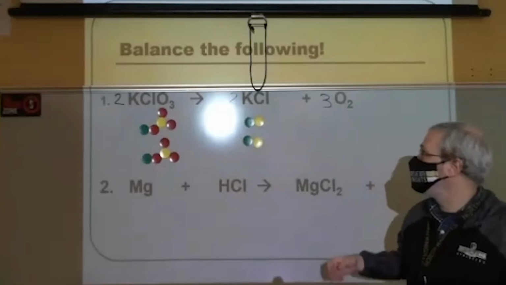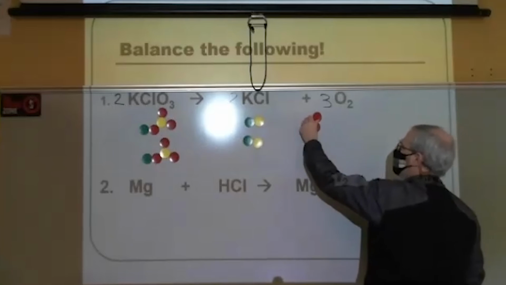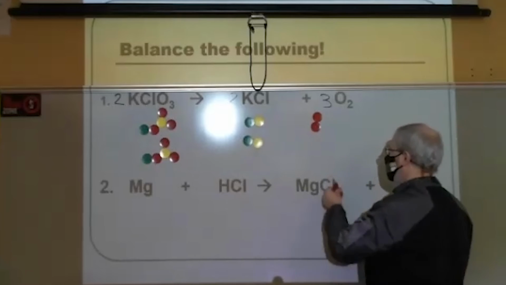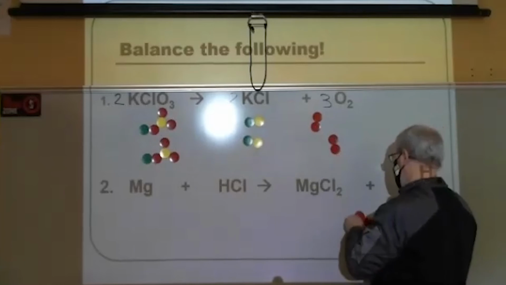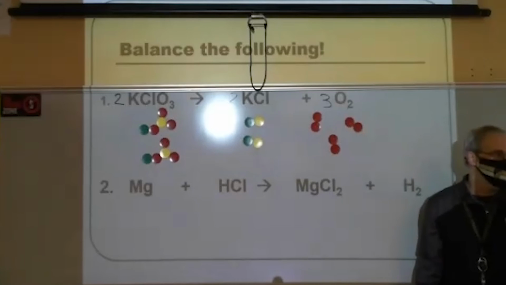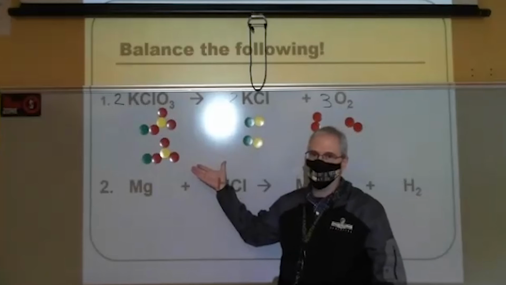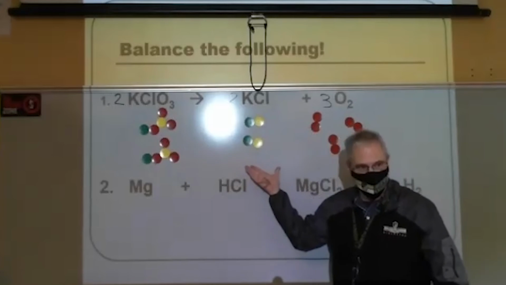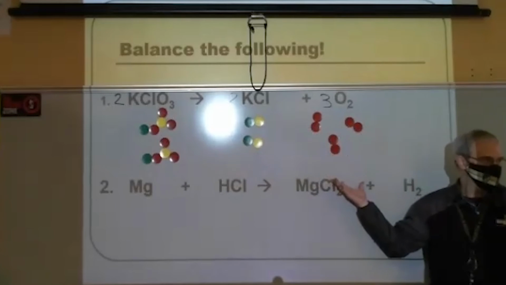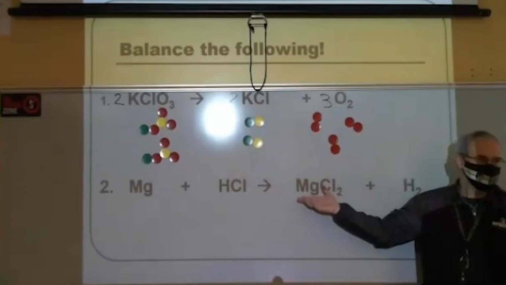Those are going to give me then 3 oxygen molecules. The red ones are the oxygens. There's an oxygen molecule, there's an oxygen molecule, there's an oxygen molecule. Okay, so we've modeled here that these 2 things will react with each other to form 2 of these and 3 of those.